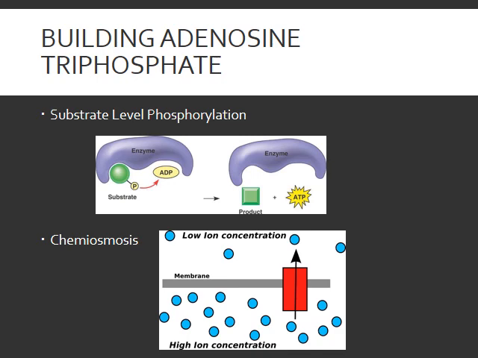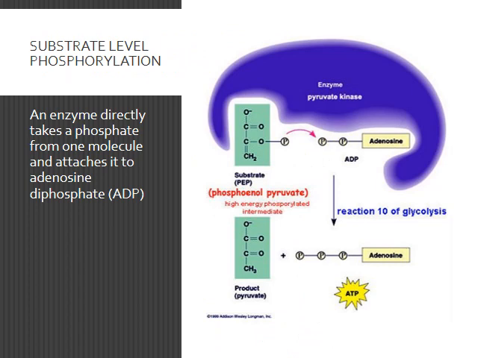Substrate level phosphorylation is where you use an enzyme to directly build adenosine triphosphate. You take an adenosine diphosphate and a phosphate, and you squish them together, now you have triphosphate. So that's it. Substrate level phosphorylation is where you use an enzyme to build ATP. That is the whole definition. So when I inevitably ask you what's the difference between substrate level phosphorylation and chemiosmosis, part of that answer is substrate level phosphorylation requires an enzyme.